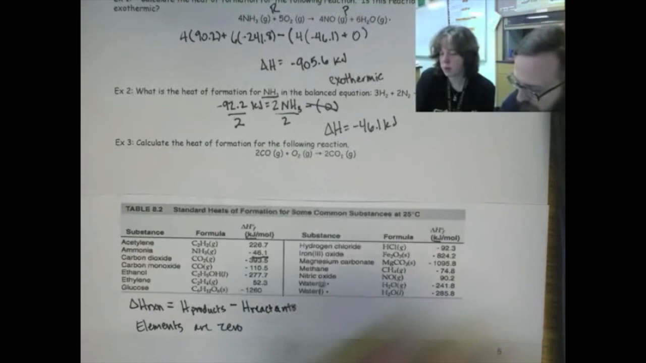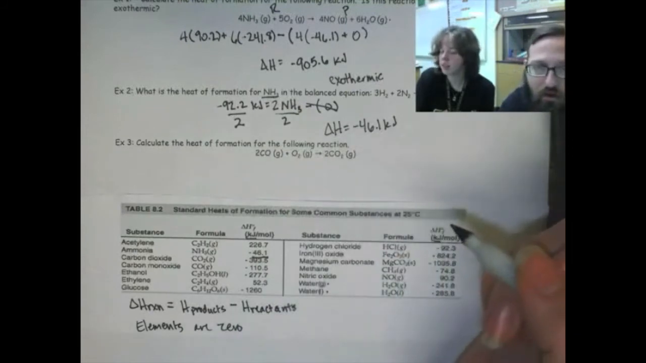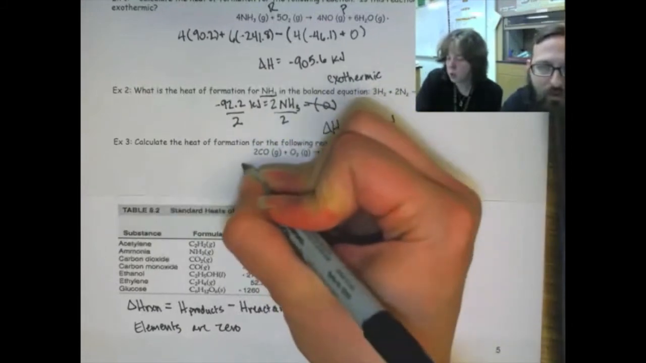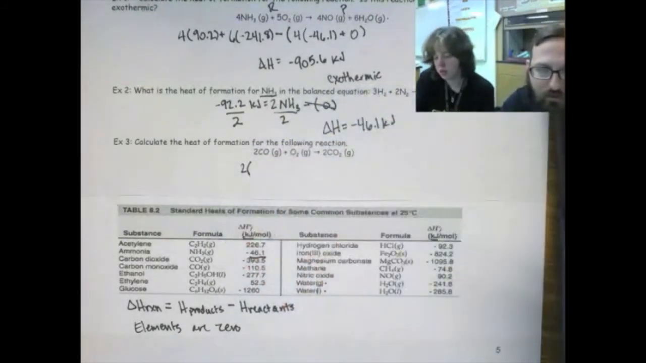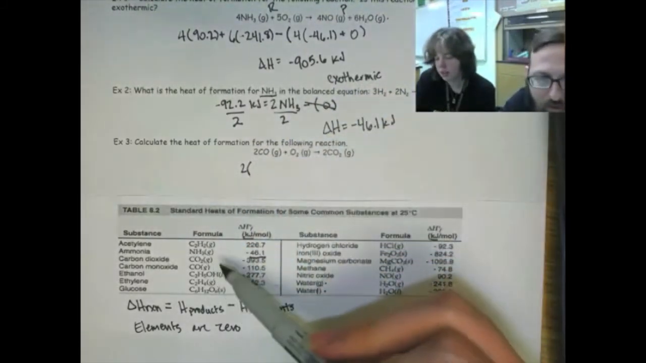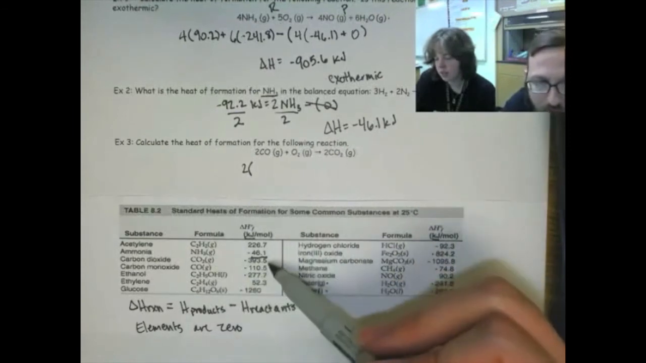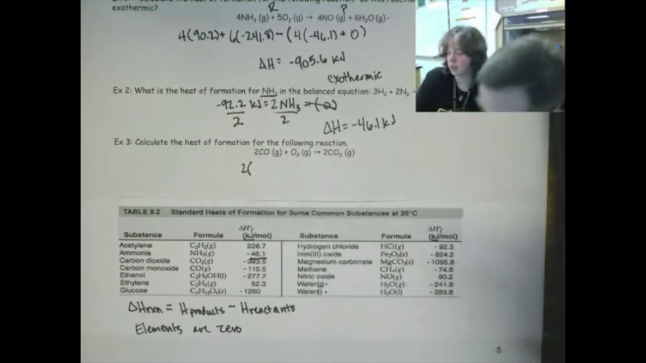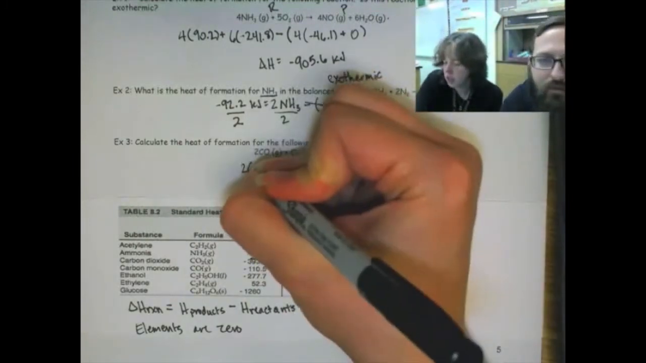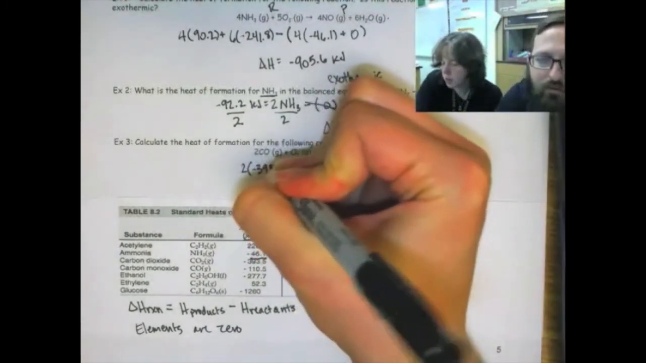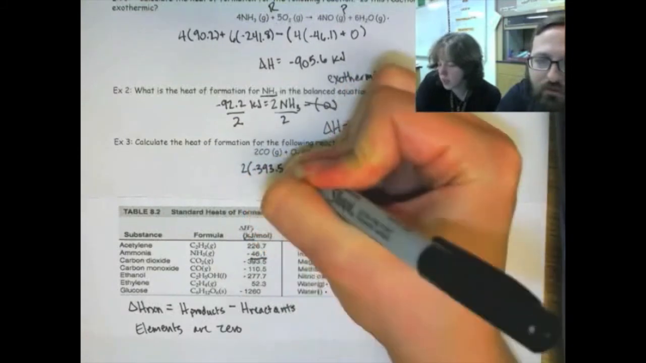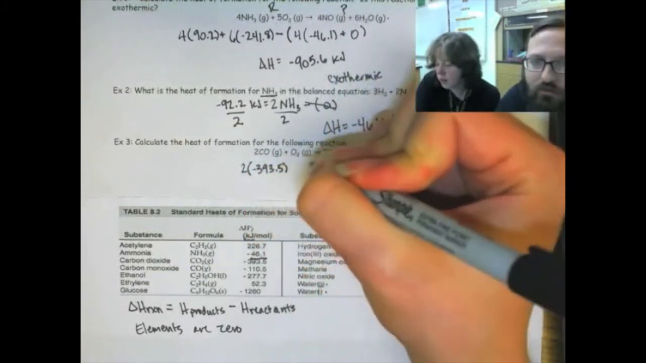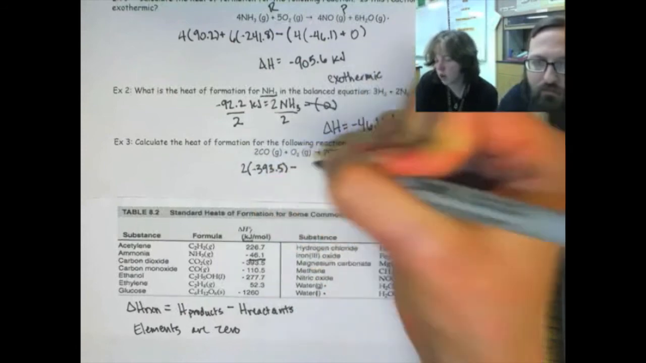So what's our only product in this case? We've got CO2. 2 of them. So we've got 2 times whatever CO2 is in the table. So we're going to look down at carbon dioxide. And that's going to be negative 393.5. And remember, if you can't read this, you've got it in your packet. So negative 393.5 minus our reactants.